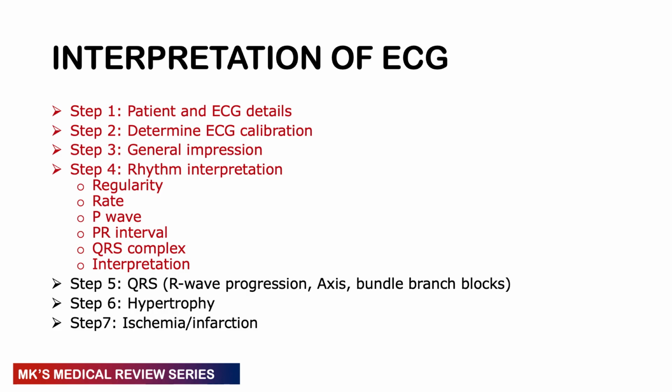Step 5 is assessing the QRS complex in terms of the presence of any R wave progression, the cardiac axis, any presence of bundle branch blocks, any hypertrophy, and any ischemia or infarction that may be present on your ECG. If you look at these steps of interpreting the ECG, it will make it very easy for you to learn. In this particular video, we're going to look at step 1 up until we reach step 4.